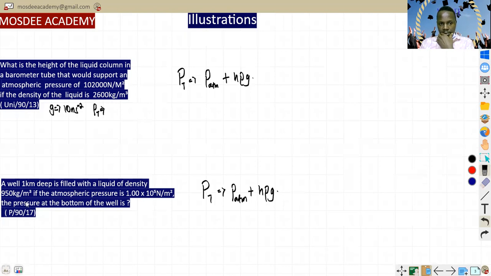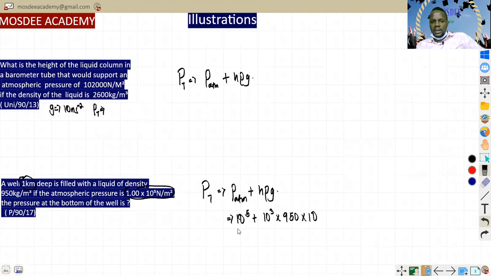From what we've studied, we can put the numerical values here. Here we are given the atmospheric pressure, which is 1 times 10 raised to the power 5. We are adding the value to the height. The height is 1 kilometer, which we know is 1,000, we write as 10 raised to the power 3, times the density, which is 950, and G is always 10.